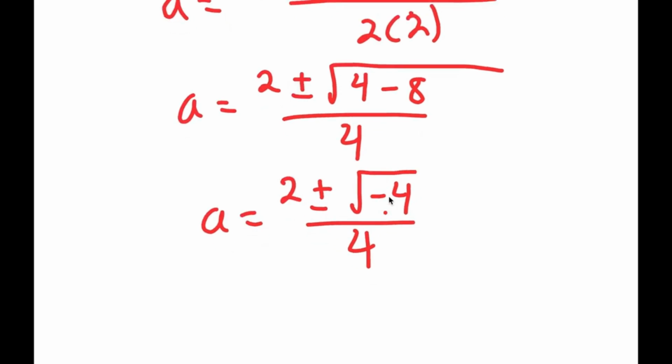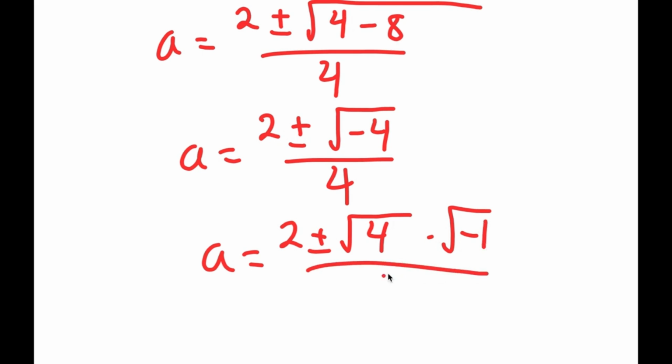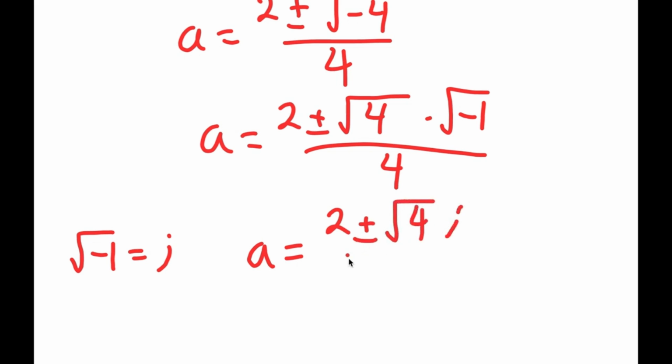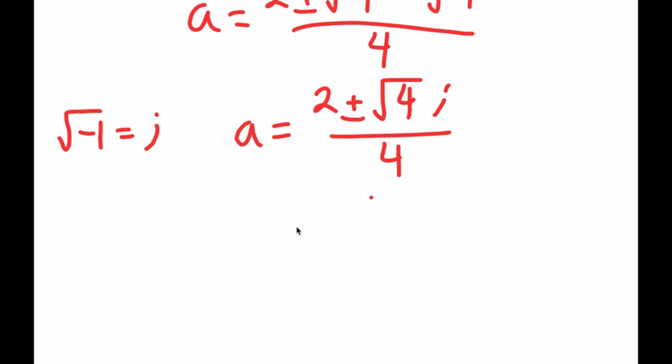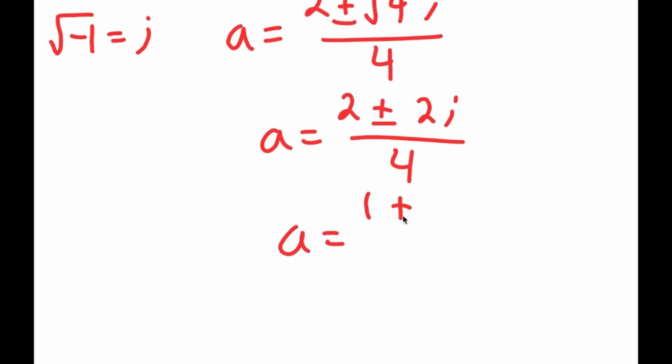So now the square root of negative 4, I can rewrite as the square root of 4 times the square root of negative 1. And if you guys didn't already know, the square root of negative 1 is equal to the imaginary number i. So I get a equals 2 plus or minus the square root of 4 times i, over 4. And the square root of 4 is 2. So I get a equals 2 plus or minus 2i over 4, which simplifies to a equals 1 plus or minus i over 2. So these are two more solutions to my equation.